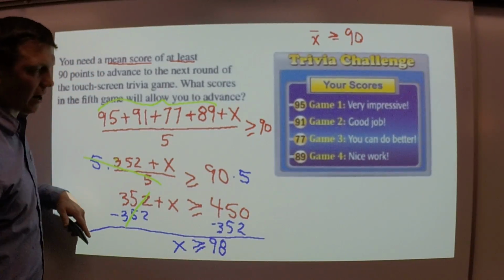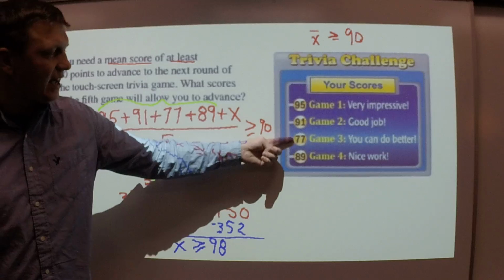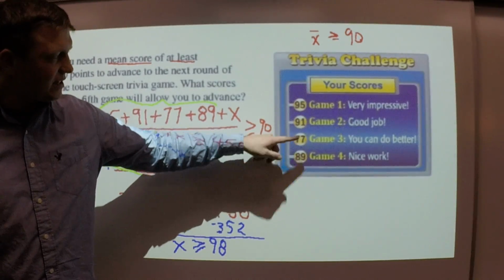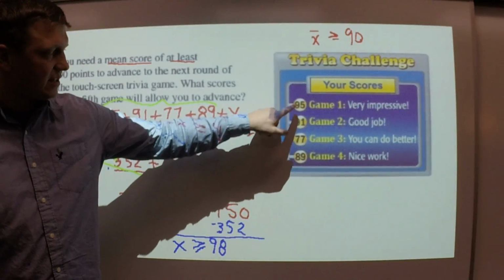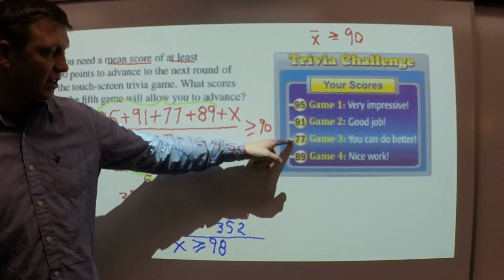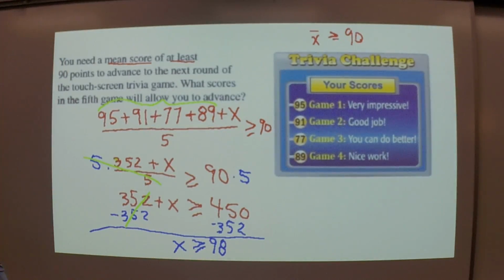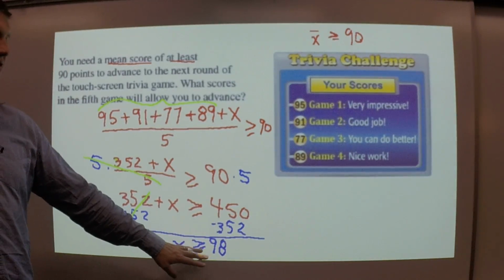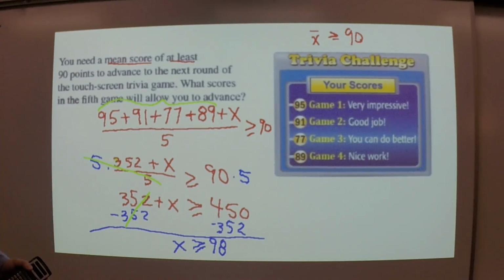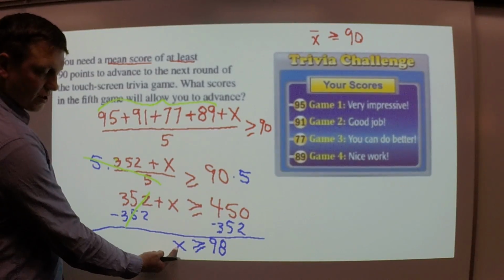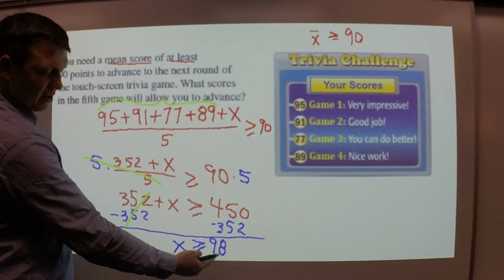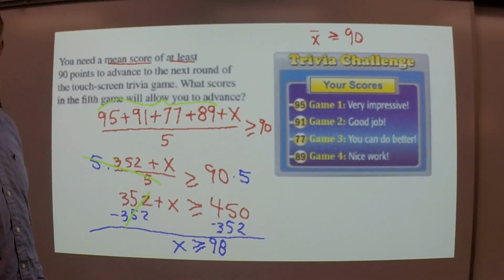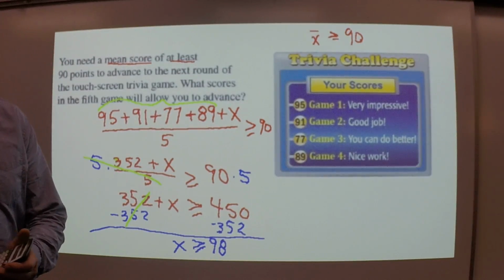98 is the score I will need, which makes sense because you see that score, 77? 77 is a little low compared to the rest of these, right? And so it's actually a lot low compared to the rest of these. And so you will need a decent score, a score of a 98 or larger. Your score needs to be greater than or equal to 98 in order to advance to the next round. All right, perfect.